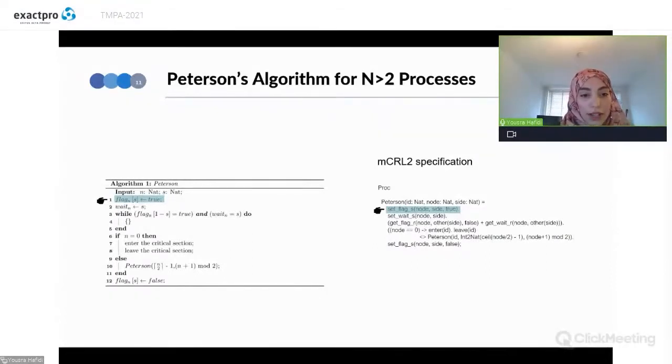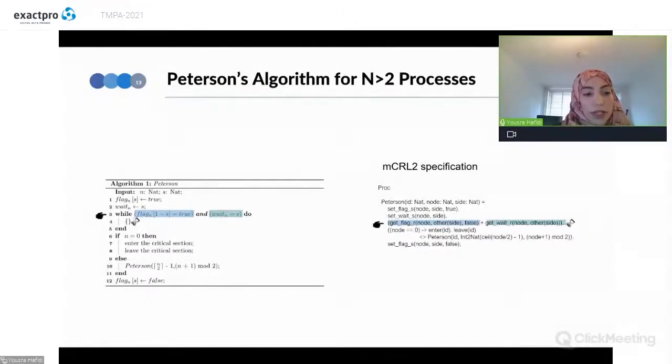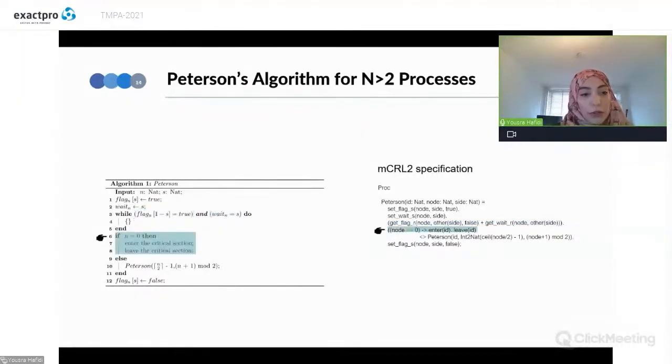For the algorithm, it is straightforward to specify the process equation of Peterson's algorithm. First we set the flag, and then we set the weight variable, and then we enter a waiting loop in which we get out of it only if the flag of the other process is false, or the weight variable is assigned to the other process. Once we get out of this waiting loop, we enter the critical section.